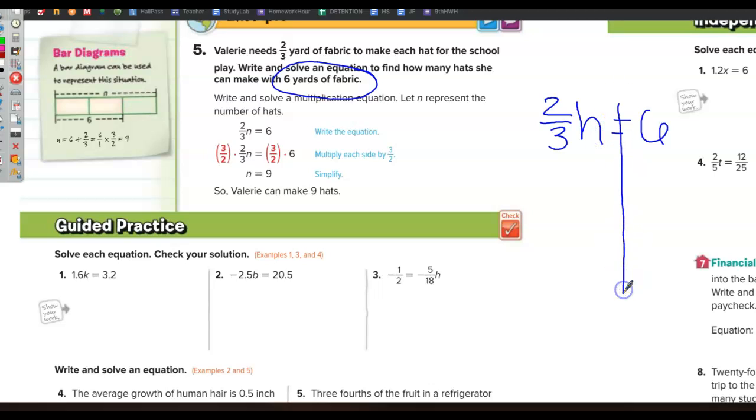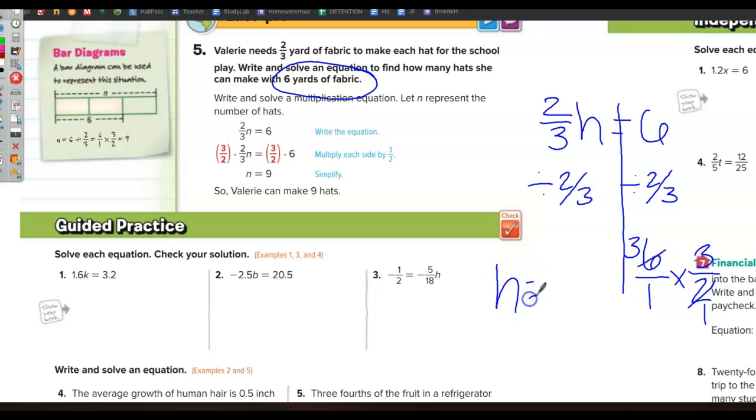What would I do to solve? Divide by 2/3. Which one do you keep? So the 6 over 1 times 3 over 2. Good. Okay, cross reduce. Yep, where? Perfect. And then 3 times 3 is 9? So how many hats can you make? 9 hats. Questions on that? Okay. Actually.